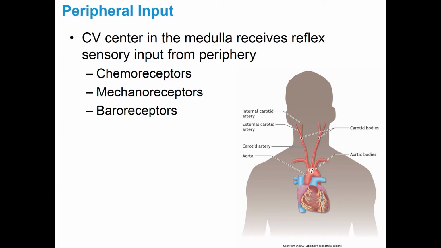So the baroreceptors are the brakes. They slow the heart down. Particularly, they decrease how hard the heart is contracting, but they can also have an effect of slowing down heart rate as well.